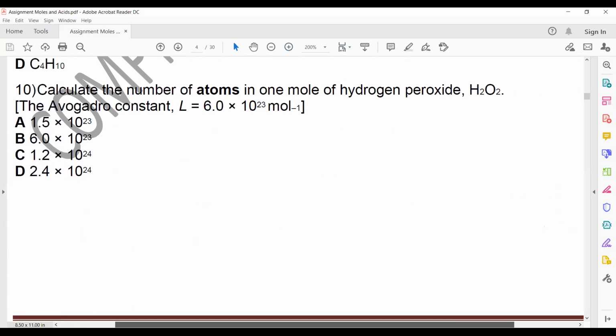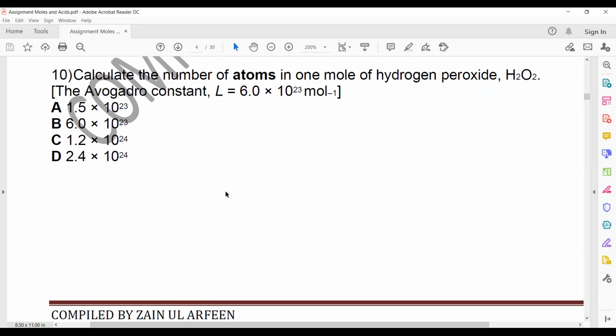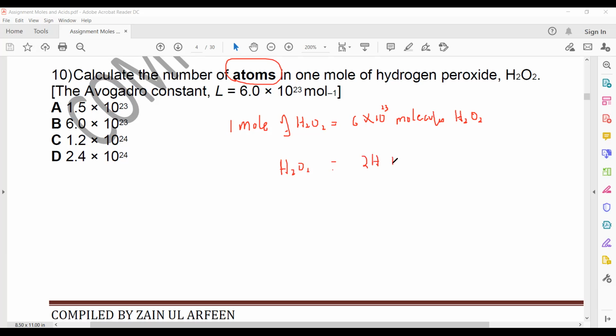Okay, in the next question, calculate the number of atoms in 1 mole of hydrogen peroxide. So how many atoms, if we have 1 mole of hydrogen peroxide? It will give 6 exponent 23 molecules of hydrogen peroxide, because 1 mole of any substance will have 6 exponent 23, or Avogadro's number. So that is the number of molecules. But in the question, we need atoms. So one molecule contains how many atoms? Because it is H2O2, one molecule contains 2 hydrogen atoms and 2 oxygen atoms.